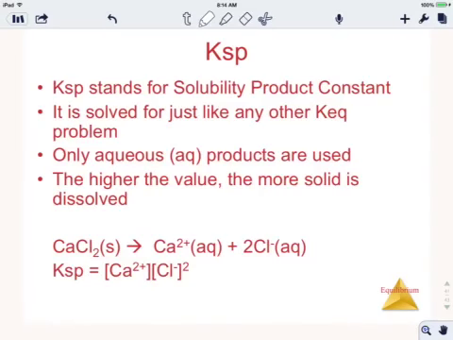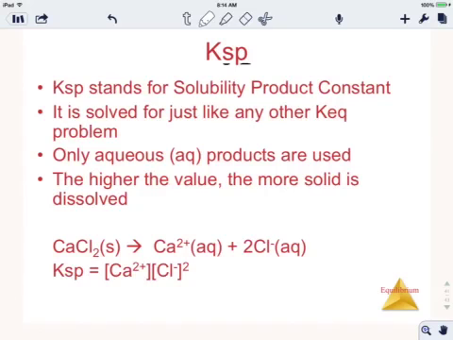The last part of this chapter is the solubility product constant part. K, just like we've been doing before, is still the equilibrium constant with our products over reactants. The S and the P stand for the soluble product constant. So we're just looking at those products, the P, that are soluble in water.